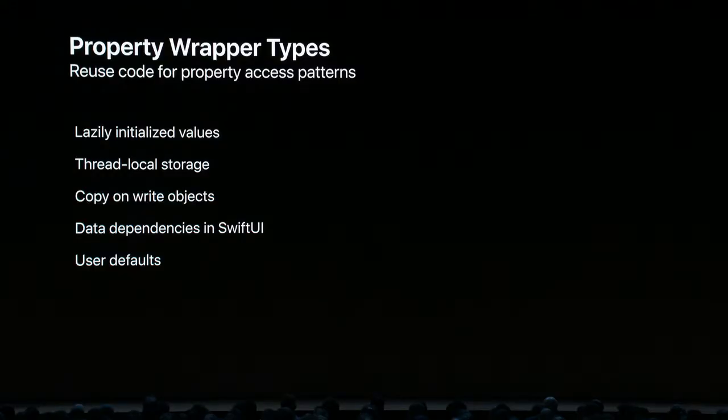Now, let's talk about code reuse and a new feature called property wrappers. Custom patterns for accessing properties are common. Some of these patterns have first-class language support, such as lazy, but you are also probably writing your own custom wrappers. Maybe you have some storage that is accessed as thread local or copy on write. Maybe you have computed properties to store your user defaults. We write custom getters and setters all the time, but sometimes that code is repeated.